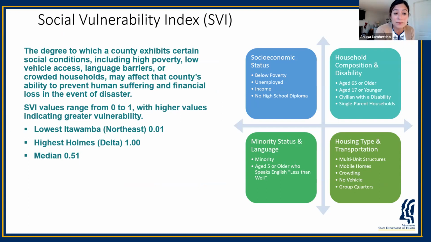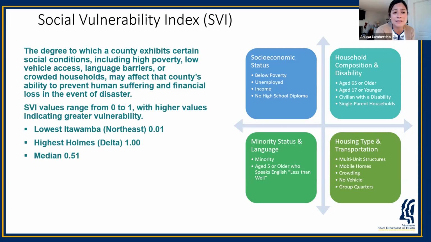It's the degree to which a county exhibits certain social conditions. It's based on 3 major indicators, all from the American Community Survey, which is a product of the US Census, and multiple sub-indicators. They include socioeconomic status, household composition and disability, minority status and language barriers, and housing type and transportation. These data are available at the county level, but also at the census tract or neighborhood level.